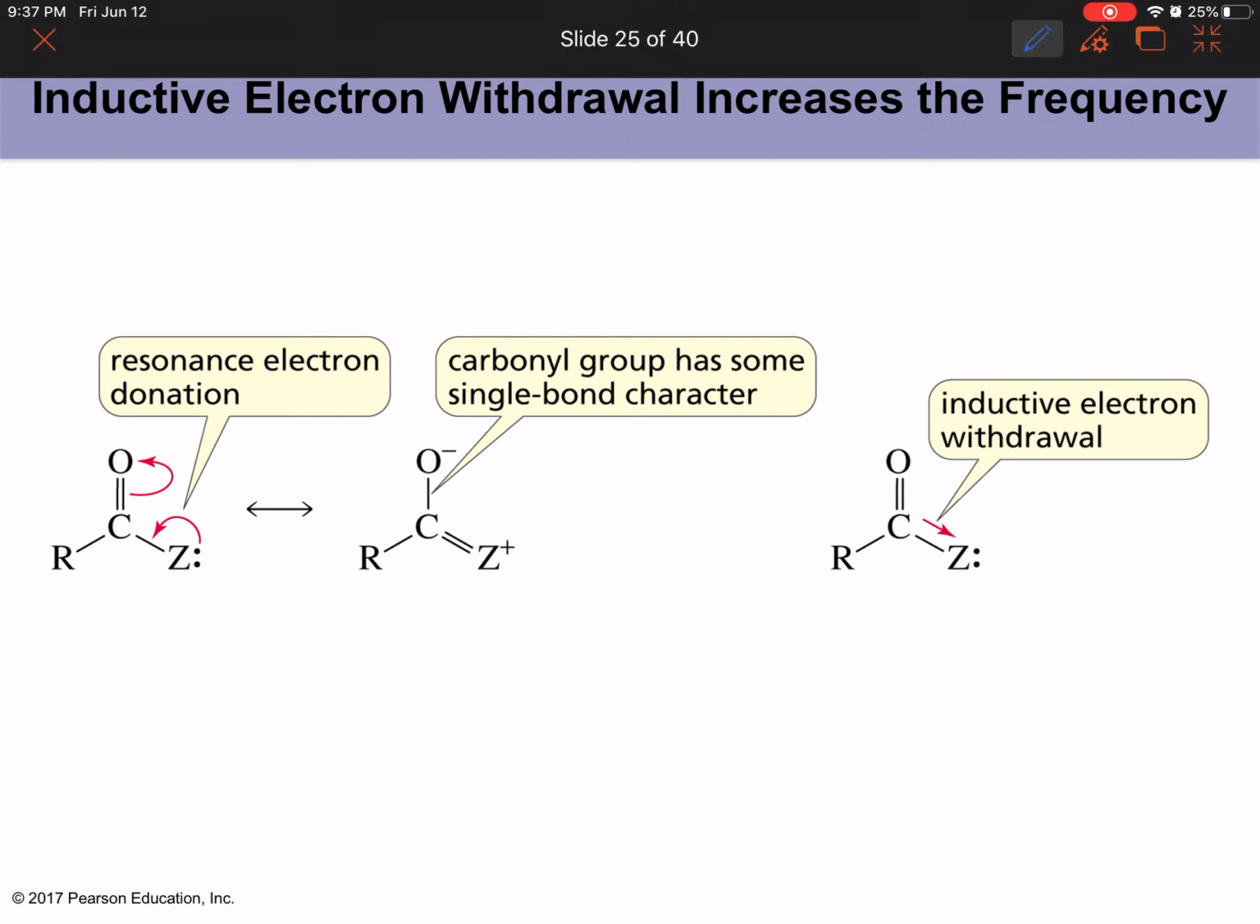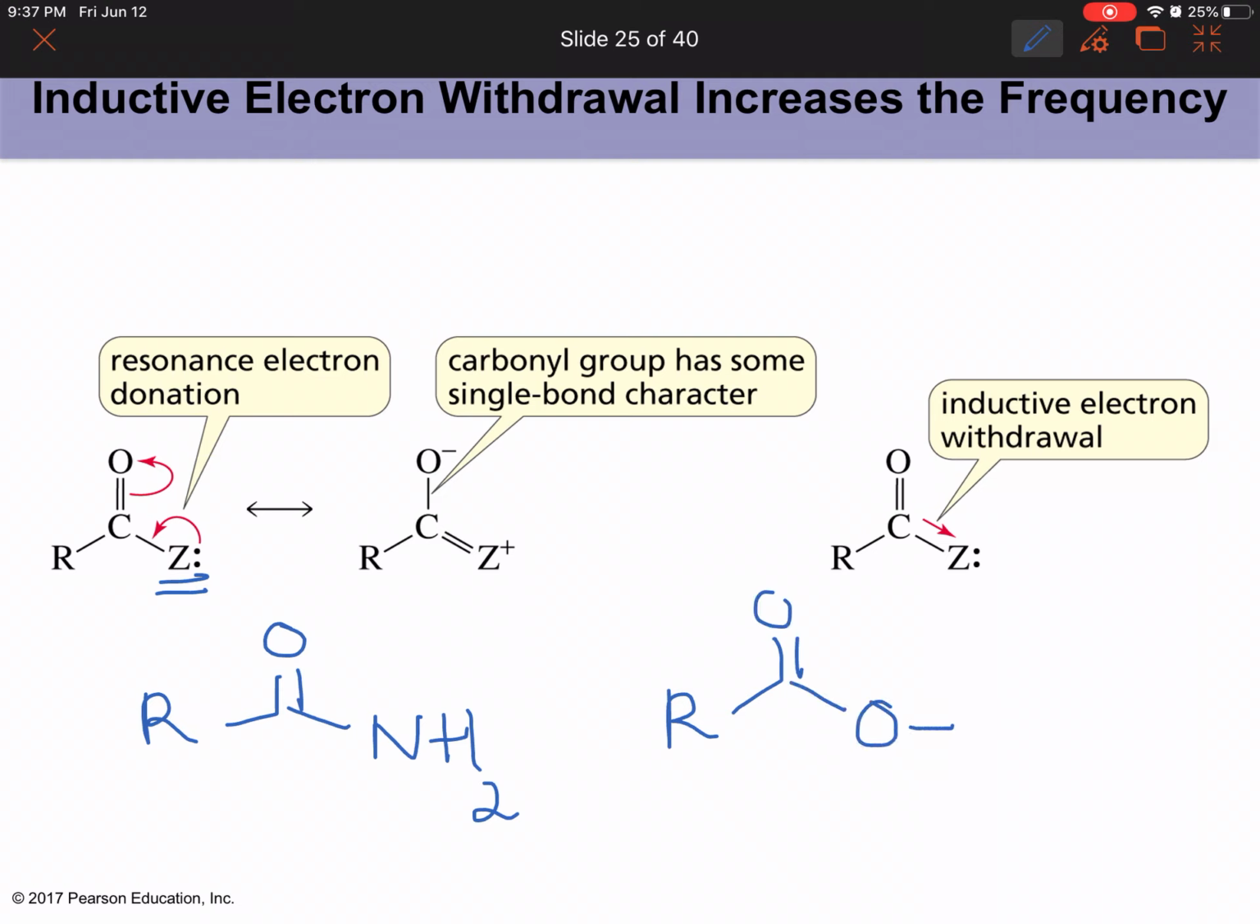Let's say you have a molecule like this, and let's say our Z is NH2, an amine group, like an amide, and then you can have another one like this, with oxygen. Now nitrogen has a lone pair and oxygen has two lone pairs, and the amide can have a resonance structure.